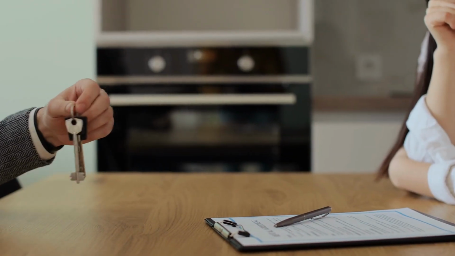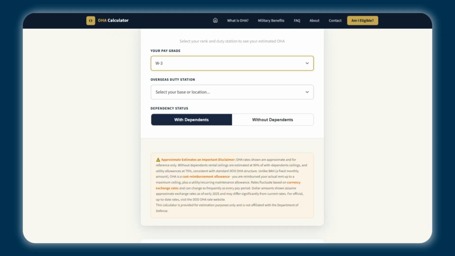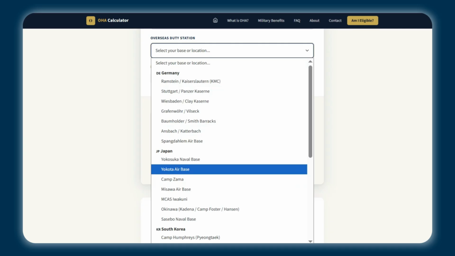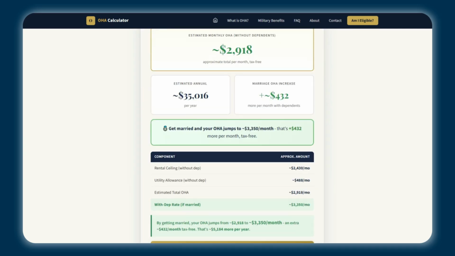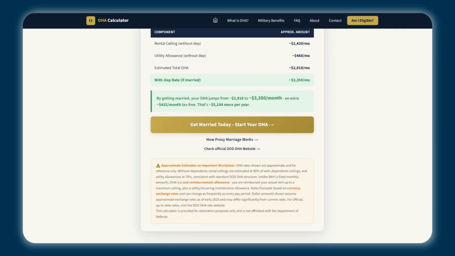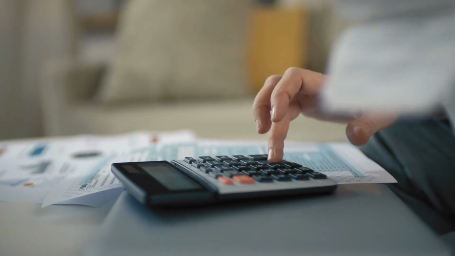Before you sign a lease overseas, go to ohacalculator.com and look up your exact OHA rate for your duty station. It shows your rent ceiling, your utility and move-in allowance, and how your dependent status affects the numbers. Takes 2 minutes and could save you from a very expensive mistake.